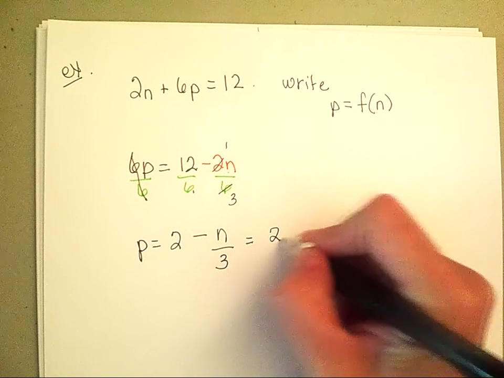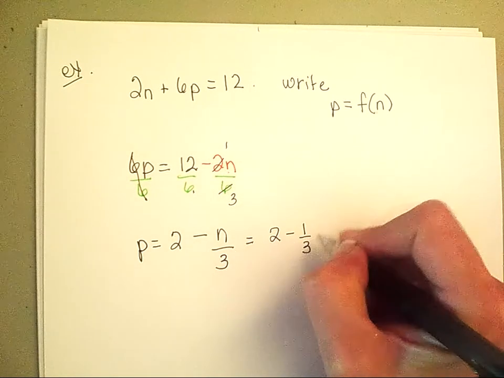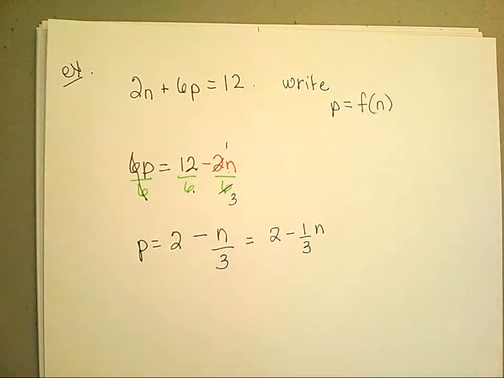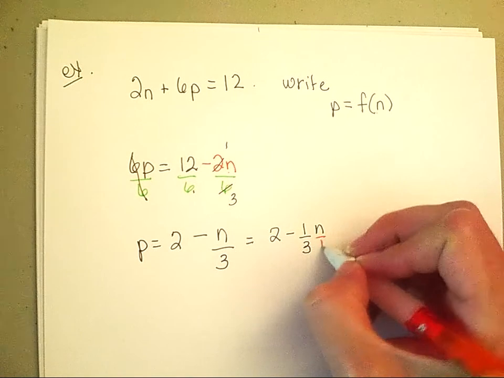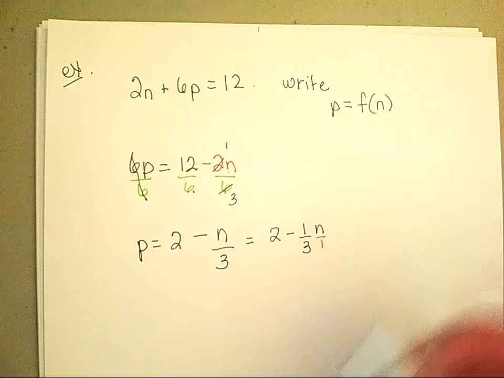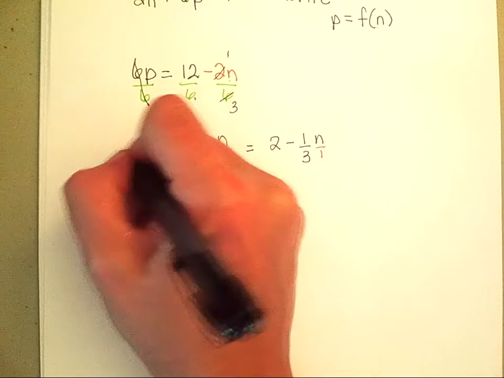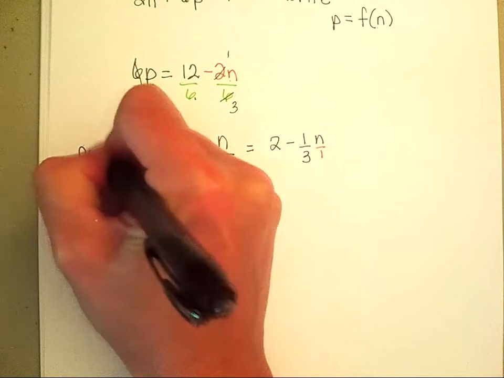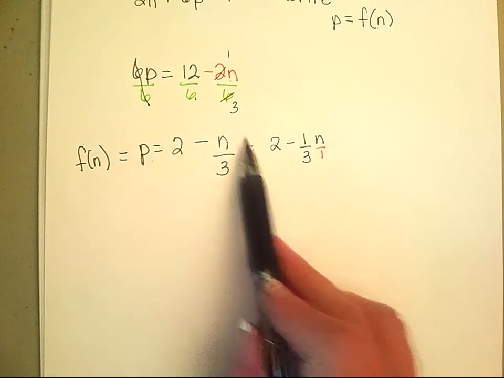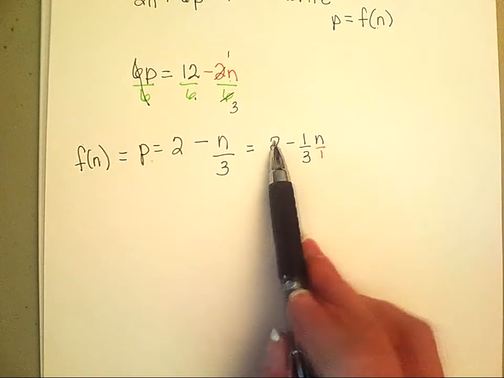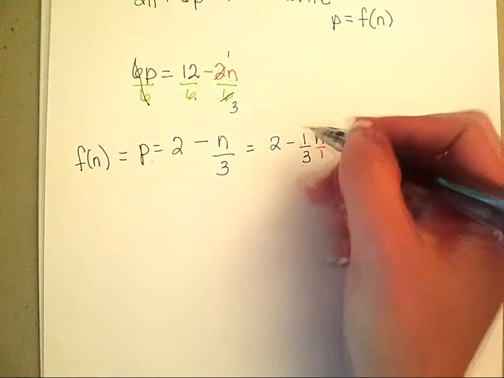It's important to note that this is the same thing as 2 minus 1/3 of n. Right? Because if we put this over 1 when we multiply them back together, we get n over 3. So now we've succeeded. This is a function in terms of n, okay? Because there's only n's, coefficients, and constants on this side.